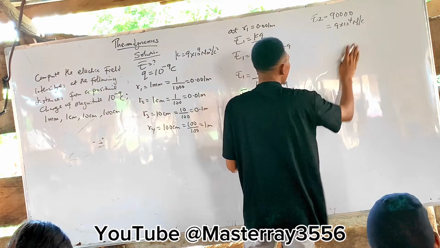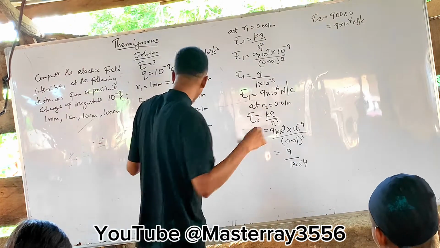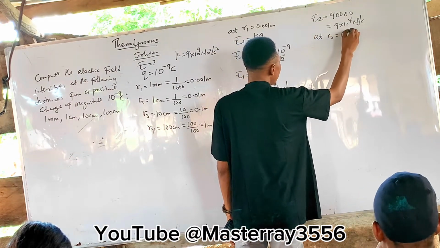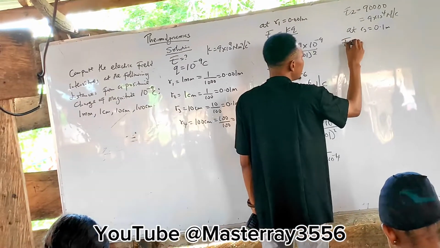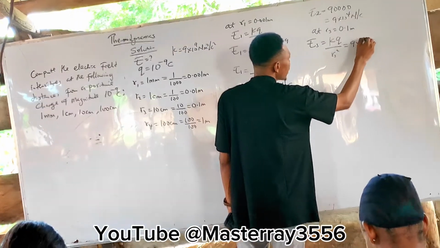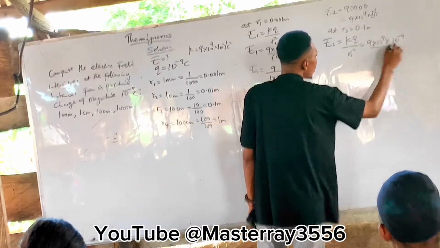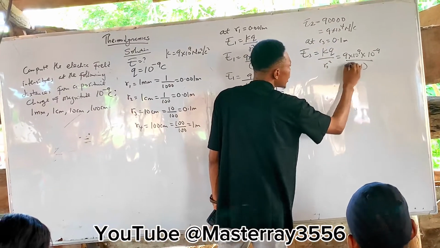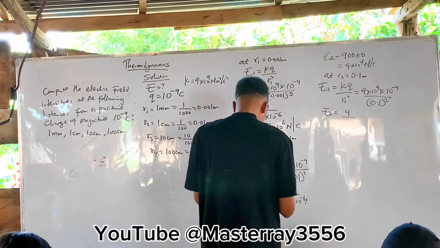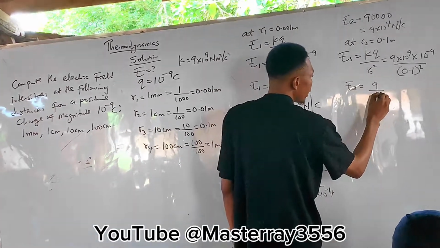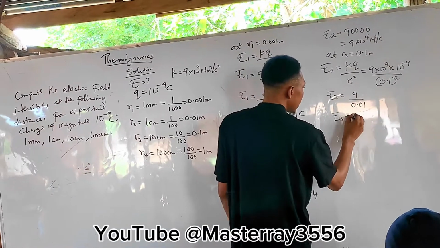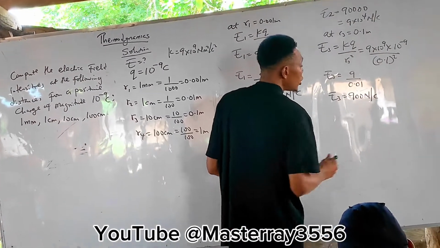So Newton per coulomb. The next one now is at R3 equals 0.1 meter. At R3 equals 0.1 meter, our E3 becomes KQ over R3 square. So K is 9 times 10 raised to power 9, times 10 raised to power minus 9, all over R3, 0.1 squared. So our E3 will be equal to, if you multiply this, we have 9. Then 0.1 square gives us 0.01. So our E3 will be 9 divided by 0.01, which gives us 900 Newton per coulomb.